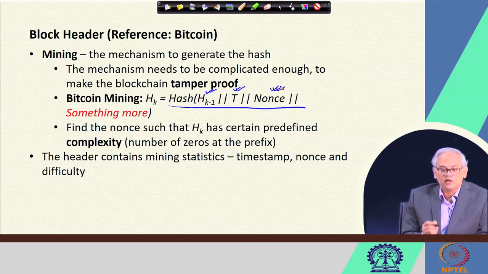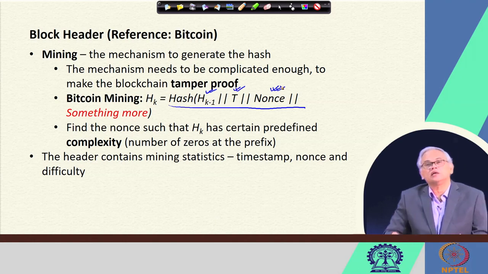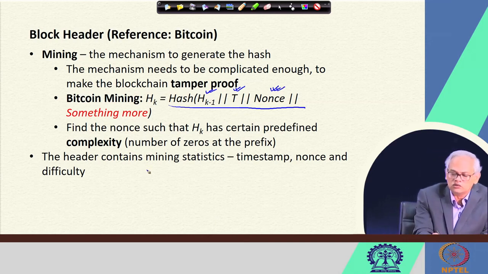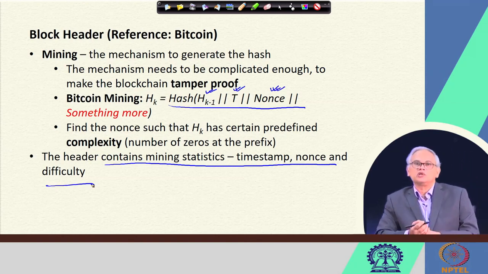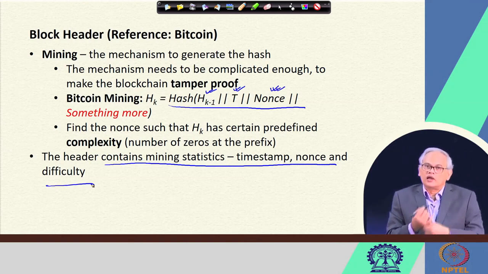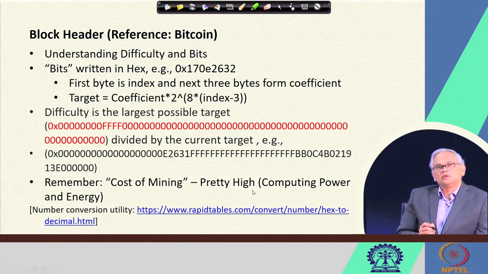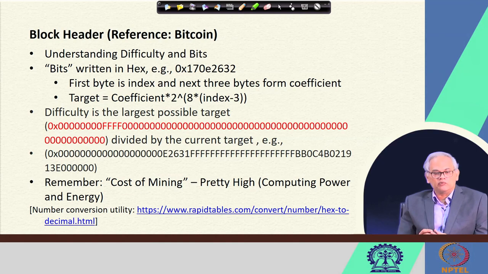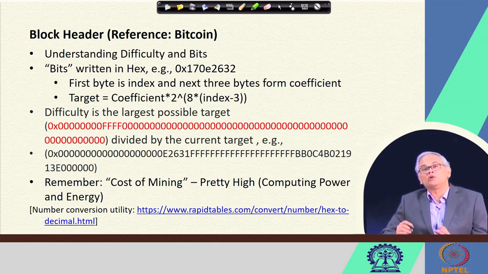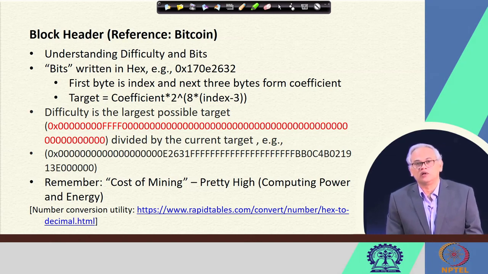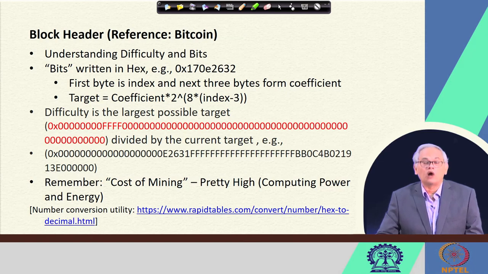So, the problem here is to find the nonce such that H_K has a certain predefined complexity in terms of the number of leading zeros. The header also contains mining statistics, and part of that is also used in computing the hash of the current block. That is what we will very quickly see. So, let us look at this block header. We have to understand the notion of difficulty, that we said there will be a certain number of leading zeros. That would determine the difficulty of the computation. So, where is that specified?